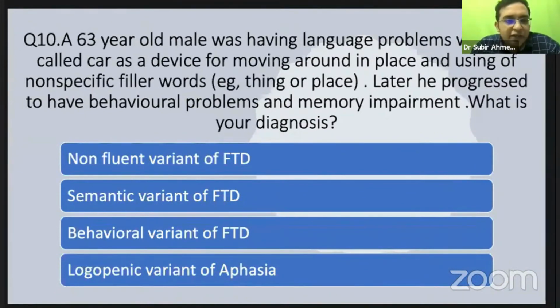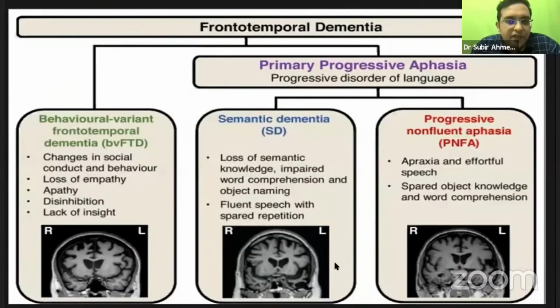So semantic variant of FTD is another form of frontotemporal dementia. And it is actually about semantic knowledge. There will be impaired word comprehension and object naming. So it will be a fluent speech with spared repetition. Repetition will be spared. And in case of progressive non-fluent aphasia, object knowledge will be spared, and word comprehension would be spared.